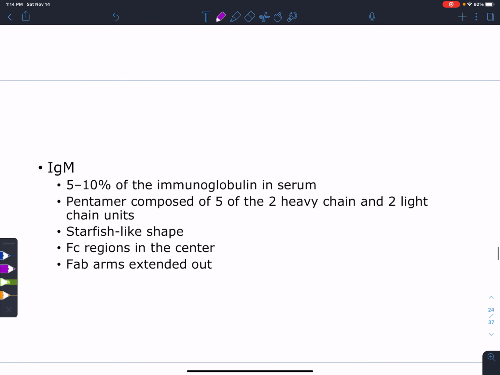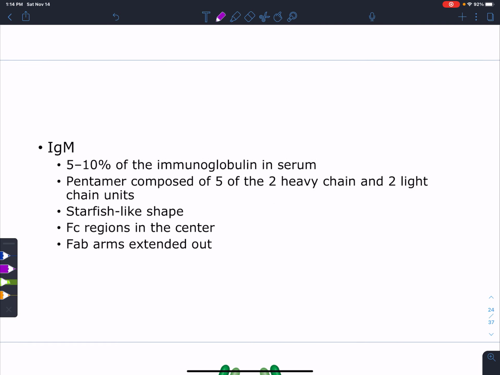Now, IgM. This is that pentamer that I told you about. It has 5, 2 heavy chains and 2 light chains. So that means it has 10 binding sites. It is 5 to 10% of serum immunoglobulin. Starfish-like pentamer.